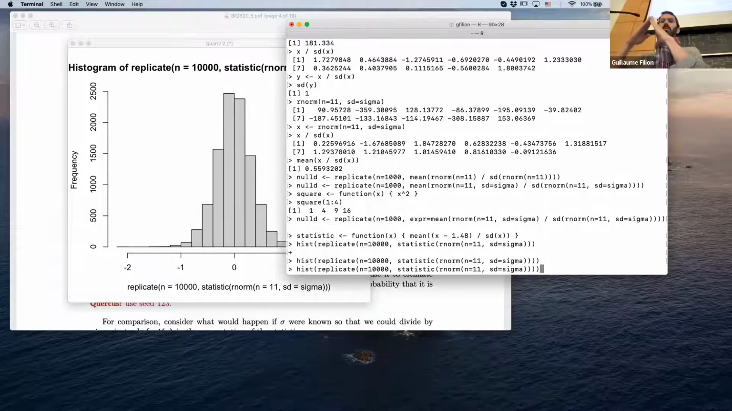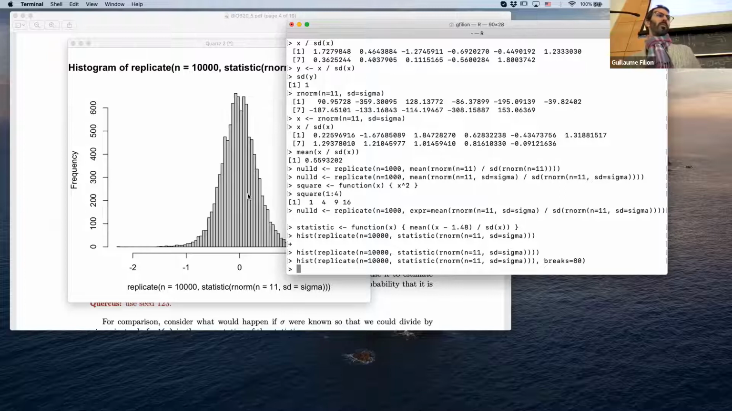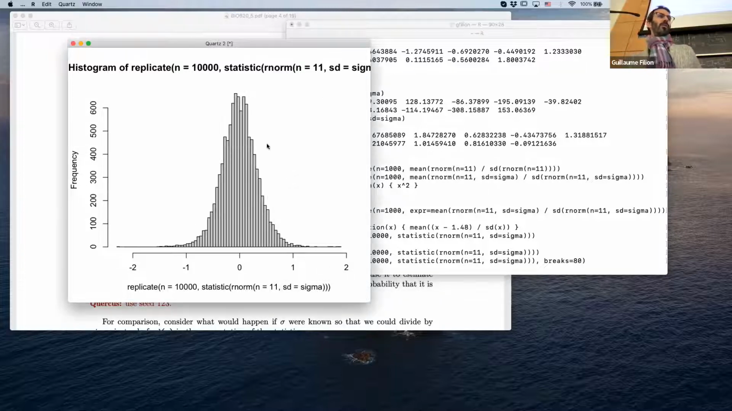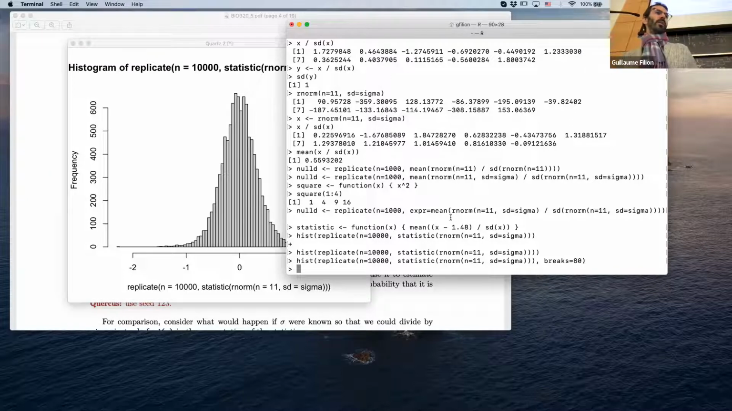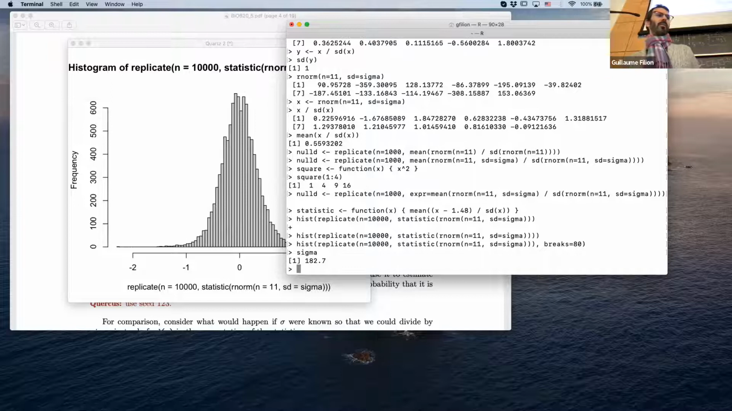So because it's relatively peaky, we say, let's increase the breaks to 80 to make it a little bit more smooth. And we get something that looks a little bit more bell-shaped. Okay, interesting. So sigma was 182.7. I'm going to make another window. I'm going to show you another trick, actually.